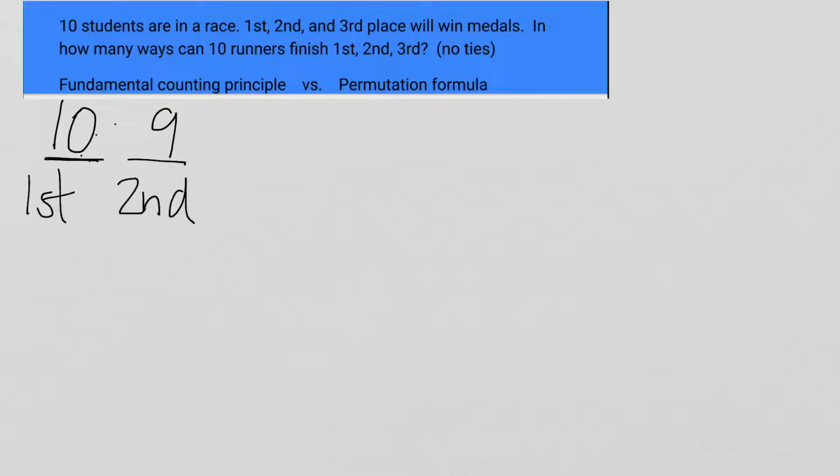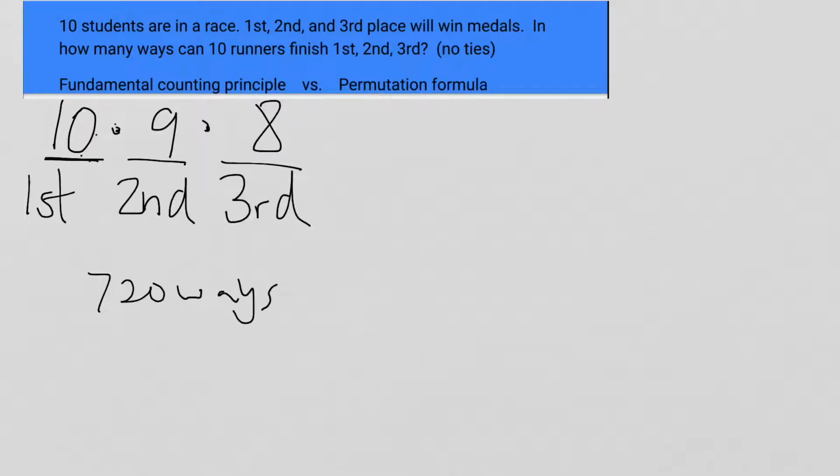9. That person won second place. How many people are left for third place? 8. And the fundamental counting principle says you would take those 3 things and multiply them together, 10 times 9 times 8, which would be 720 ways for these guys to win first, second, and third.